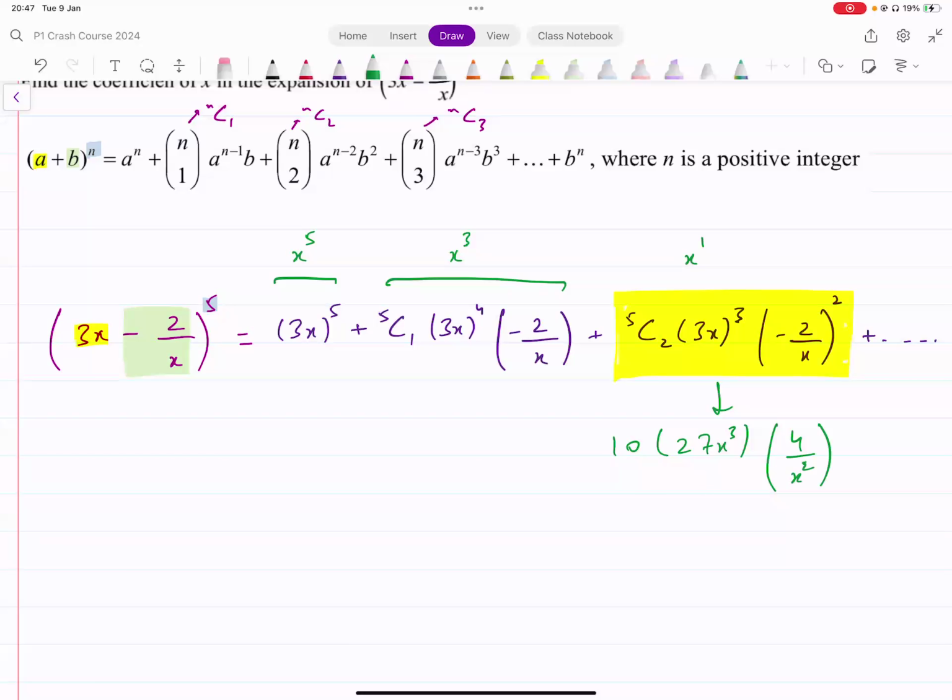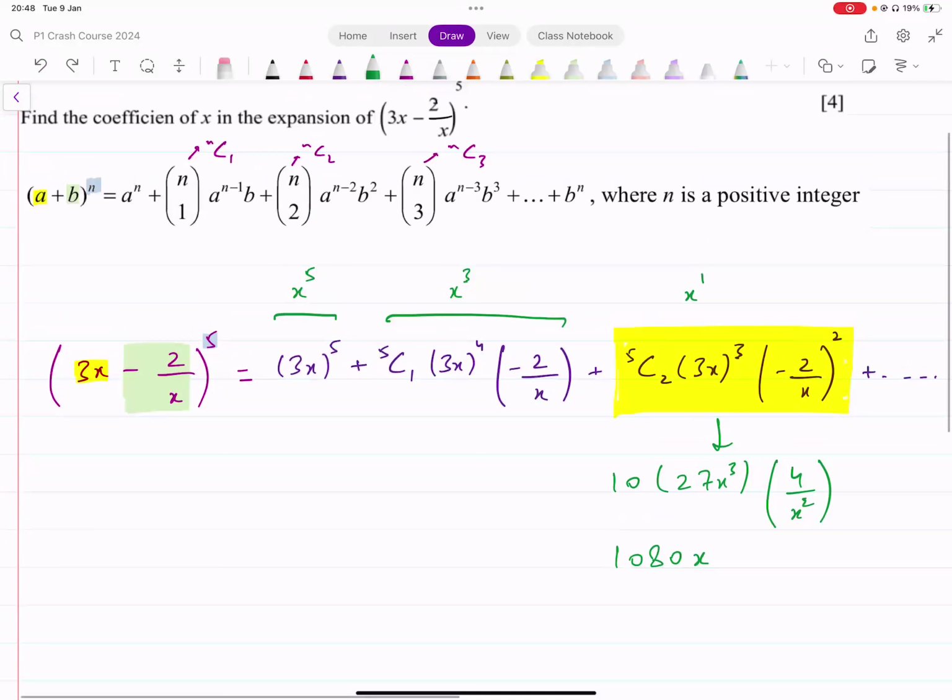Now we can simplify this. 10 into 27 into 4. What is that going to be? 270 into 4. That's 1080 times x, because we have x raised to power 3 here, x raised to power 2 here, x raised to power 3 minus 2 is x raised to power 1. This is what we have.